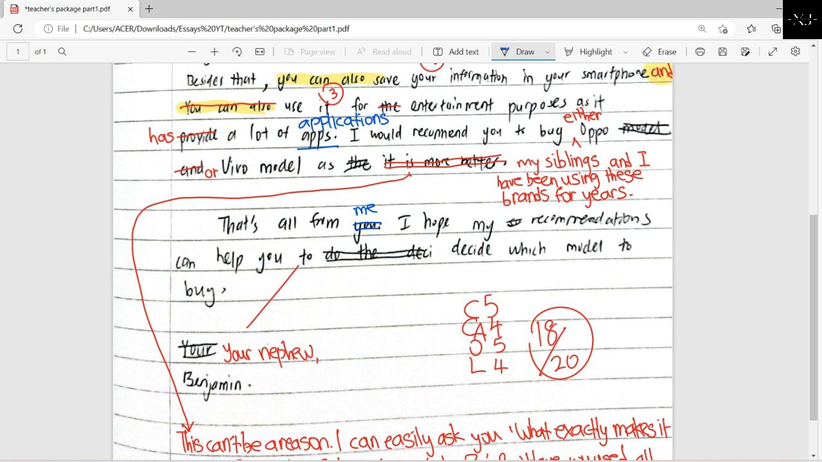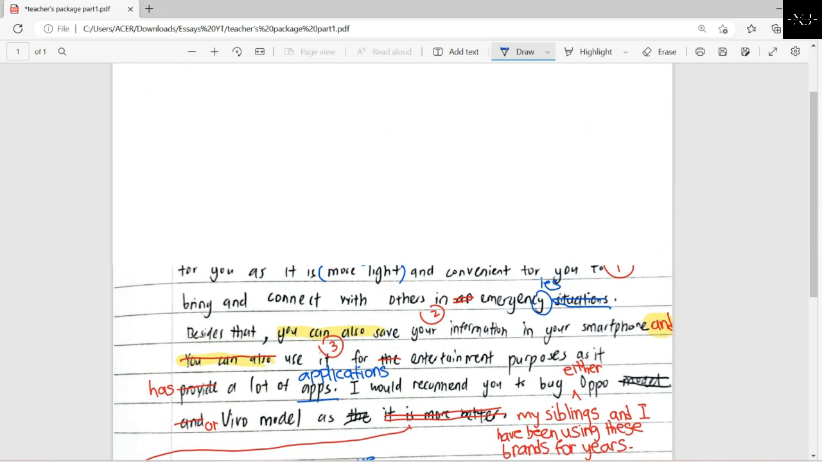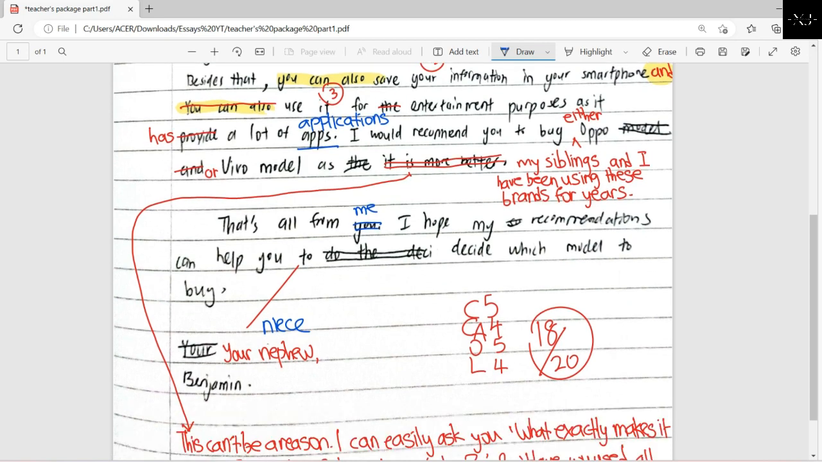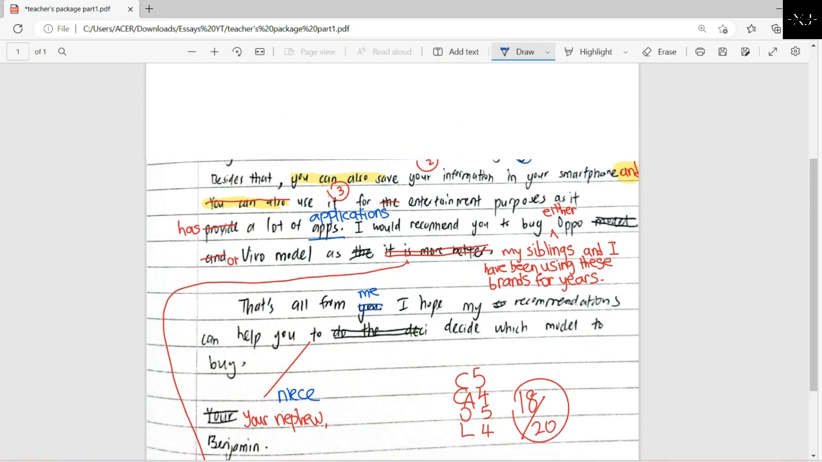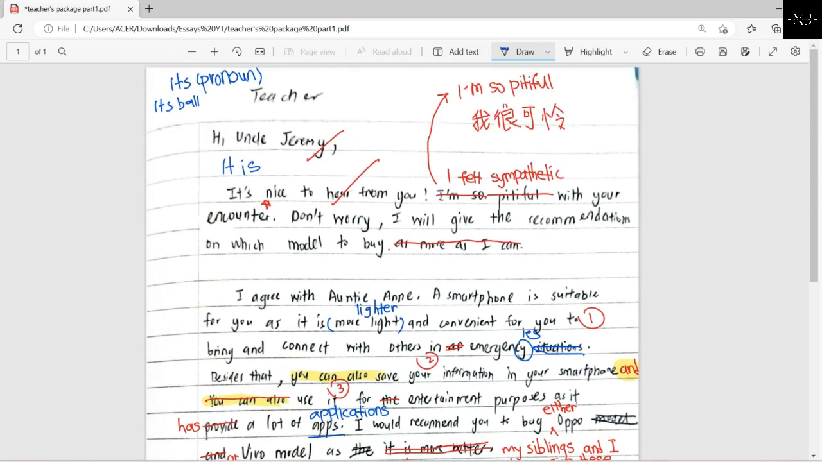Okay, so your nephew Benjamin, because Benjamin is a boy, we say your nephew. If it's a girl, okay, it's a niece. Okay, your niece Bianca, for example. Okay, I gave her quite a high score for this one. For her content, I gave her 5 out of 5 because she answered everything. Communicative aspect is related to language, so you can see that she made a couple of mistakes here and there, so I gave her 4 out of 5 each. And then organization, I gave her full marks, so in total she scored an 18 out of 20. Okay, I would say a job well done on her part.